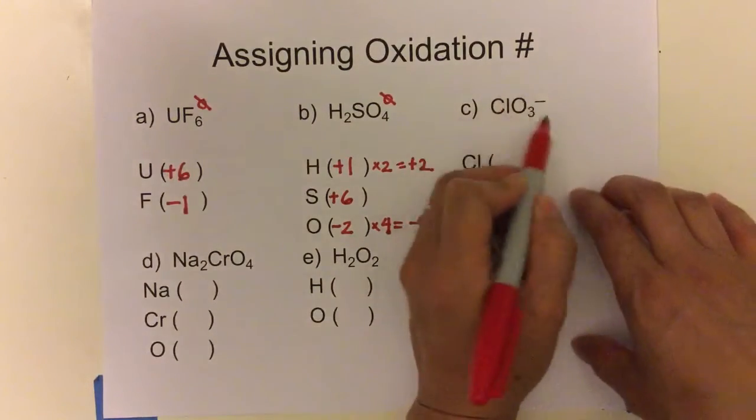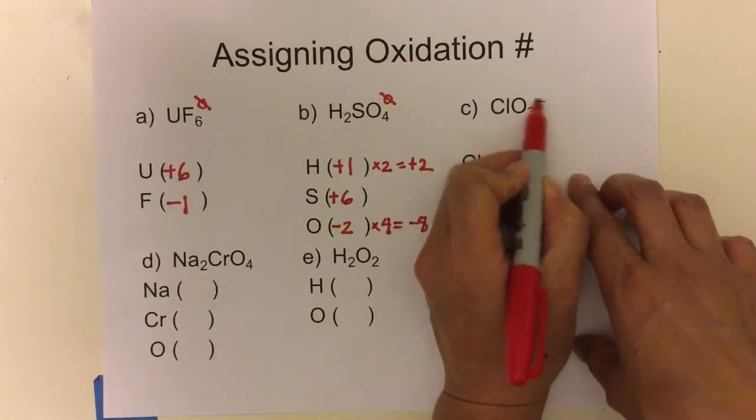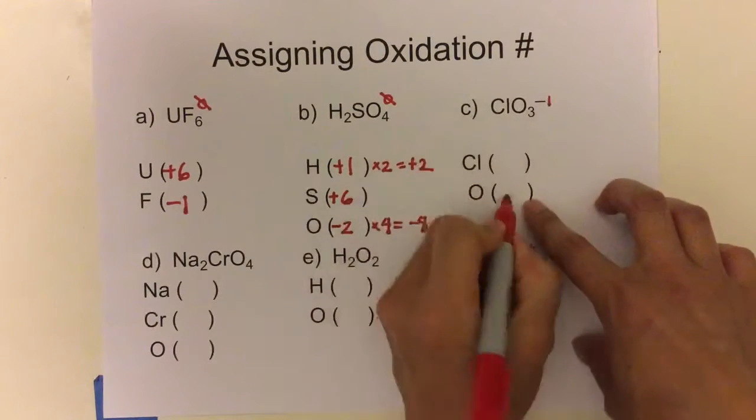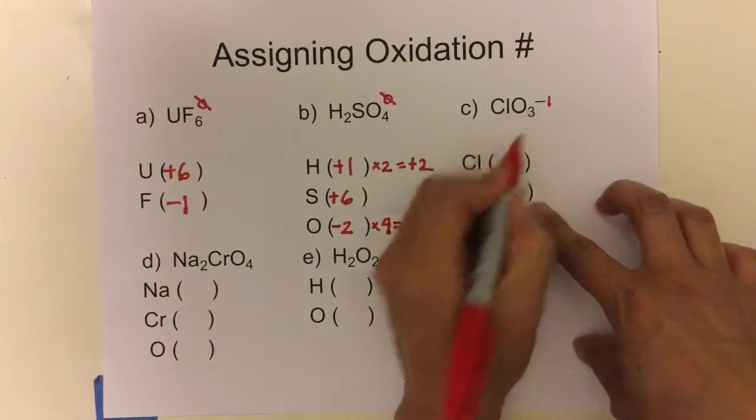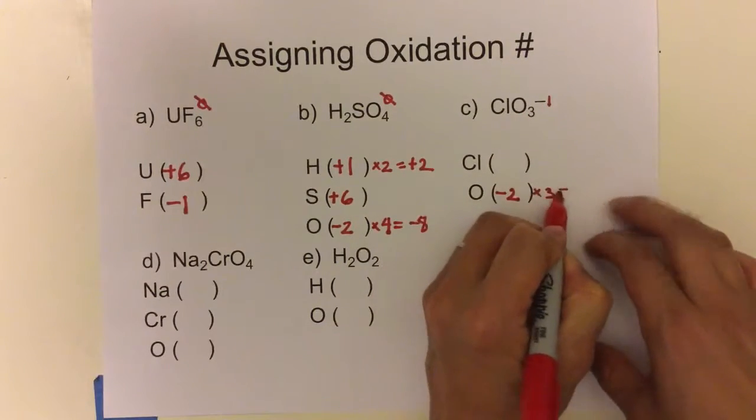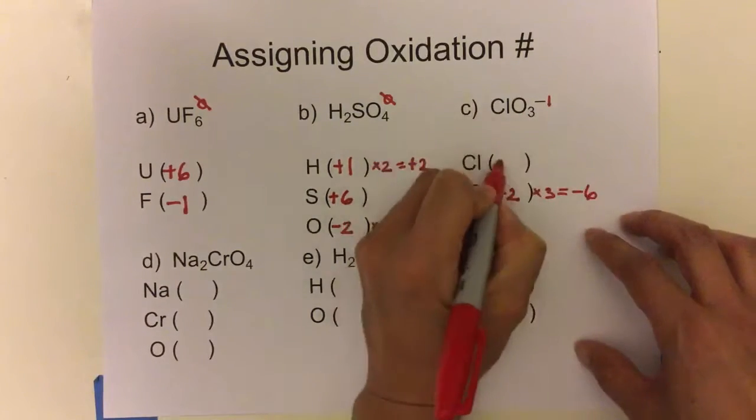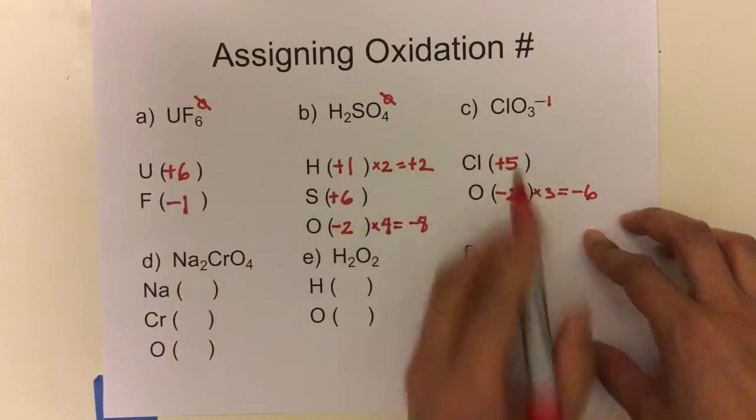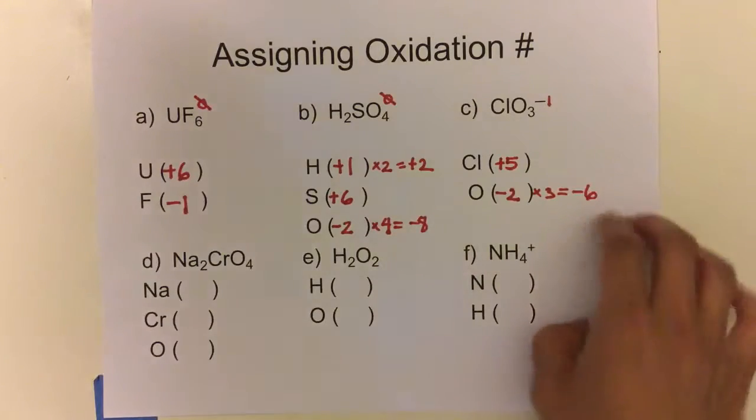So that's the oxidation number of sulfur. We go over here, this is chlorate ion. It has an overall charge here of -1, so we've got to watch out for that. Oxygen is -2 times 3, so times it by 3 gives you -6, plus what gives you -1, so it's +5. Add these two, you get -1.